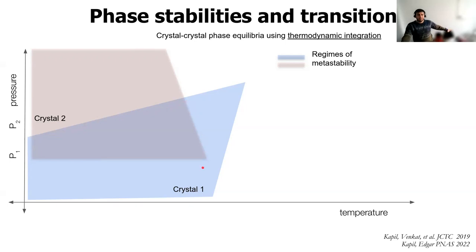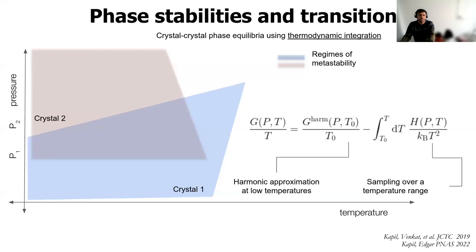So the way to get the free energies of your system at this temperature and pressure is to perform a thermodynamic integration over temperature. And what this tells you is that if you run a series of simulations from a low temperature to a high temperature, and you perform a harmonic approximation at the low temperature, then the integral of the temperature-dependent enthalpy can give you a term that depends on the Gibbs free energy. So if you use this formula, where the enthalpy can also be computed with quantum nuclear effects, you will get your Gibbs free energy.